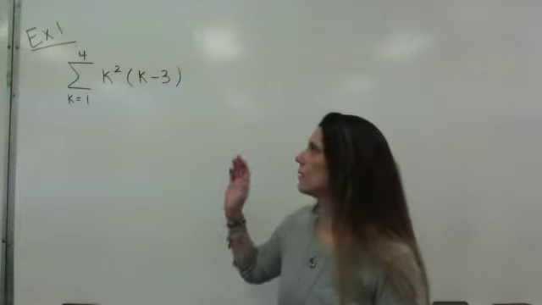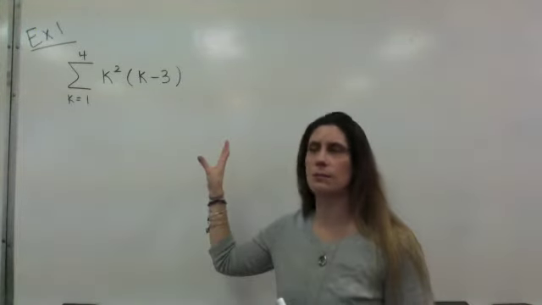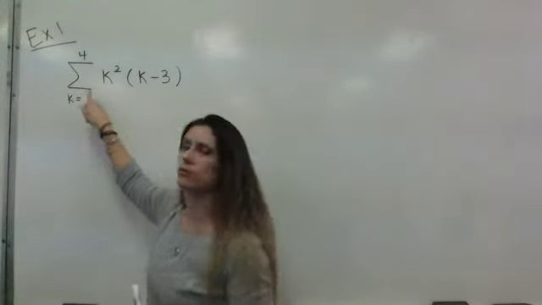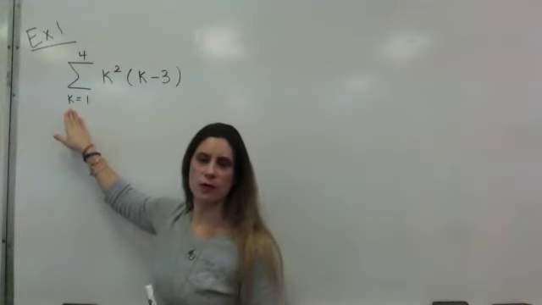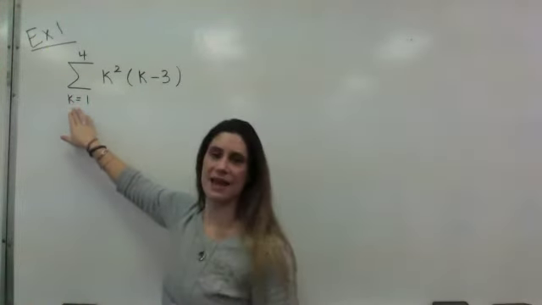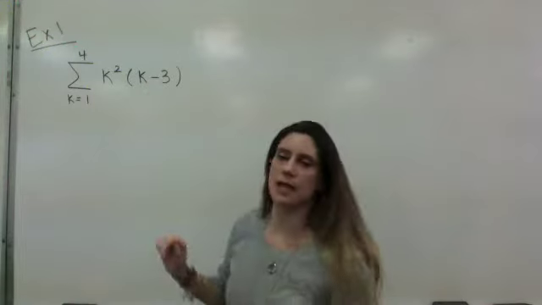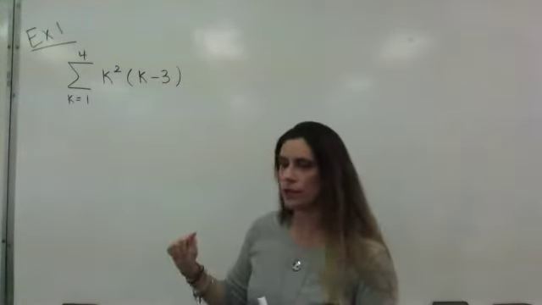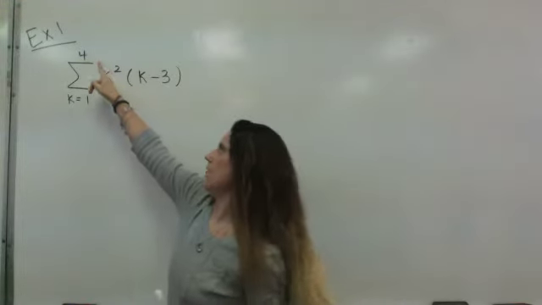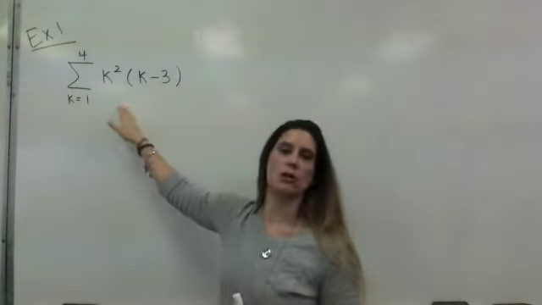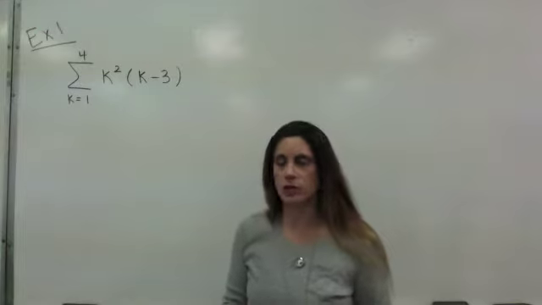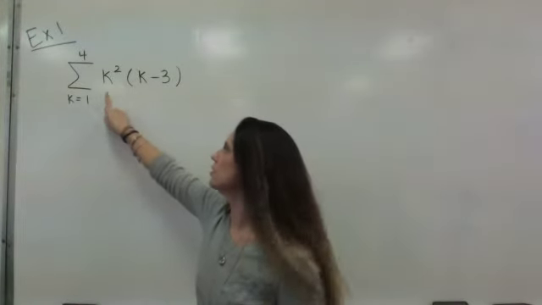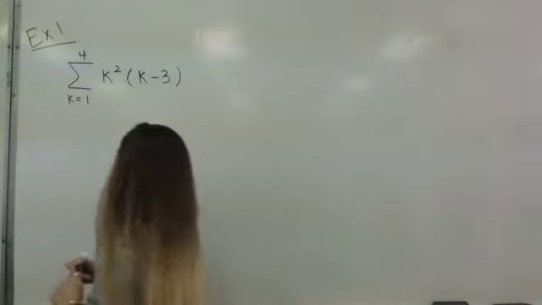So for this example, what I want you to do is evaluate this summation. So the sigma is how you know you need a summation. Your summation variable, or your index of summation, is k. So our variable here are these k's. And what this notation means is that you're going to plug in the numbers 1, 2, 3, and 4 into this summation equation and then add up your results. So you're going to start with the number 1. You plug in 1 for all of those k's.